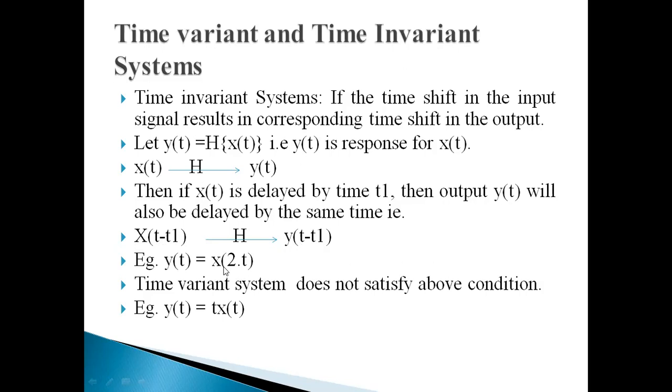For example, y of t is equal to x of 2t. So in this one, we can say that this is a time invariant system. And if this condition is not satisfied, then the system will be called a time variant system. Example of it is y of t is equal to t into x of t. So it is an example of a time variant system.